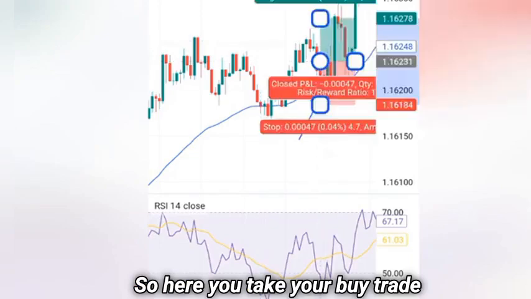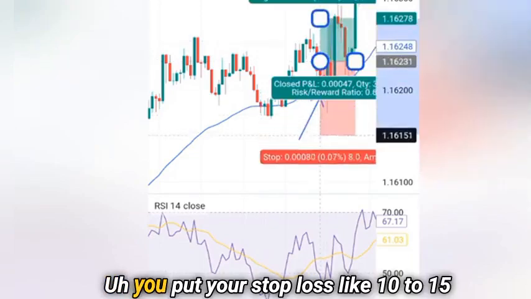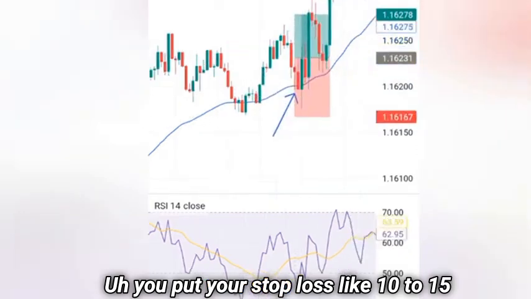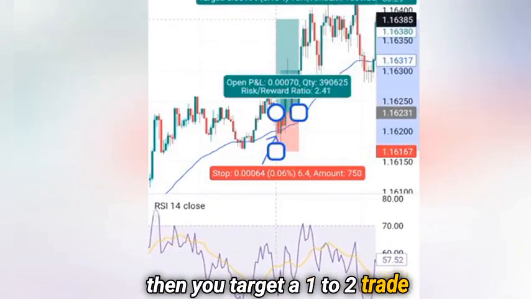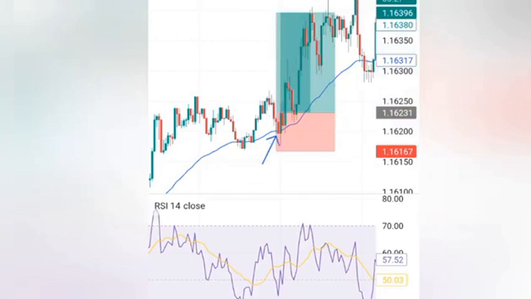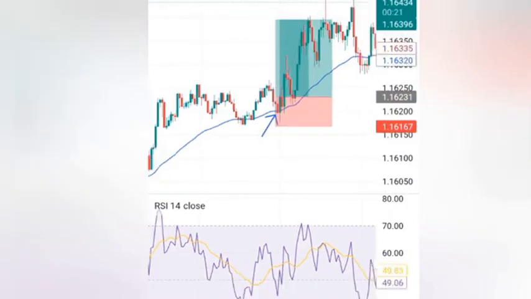So here you take your buy trade, you put your stop loss like 10 to 15 or 5 to 10 pips, then you target a 1 to 2 trade. Then for the stop loss, it is 5 pips. For the target, it is 10 pips.